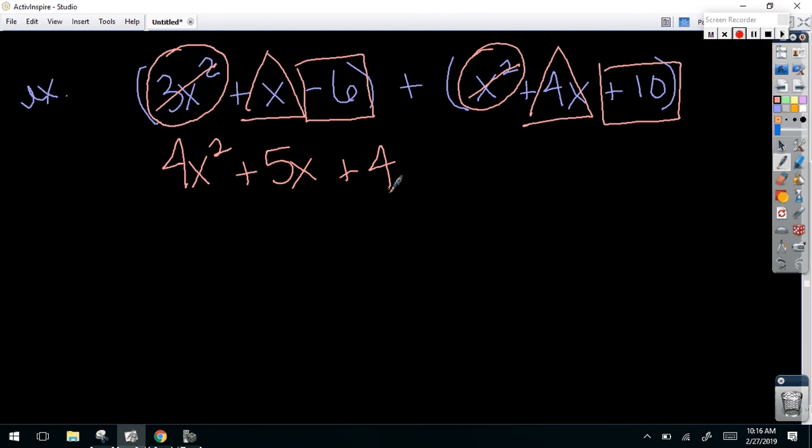What's the constant of that polynomial? 4. Degree? 2. Leading coefficient? 4. What classification would this polynomial have? Trinomial, because there are 3 terms. Good job, y'all.